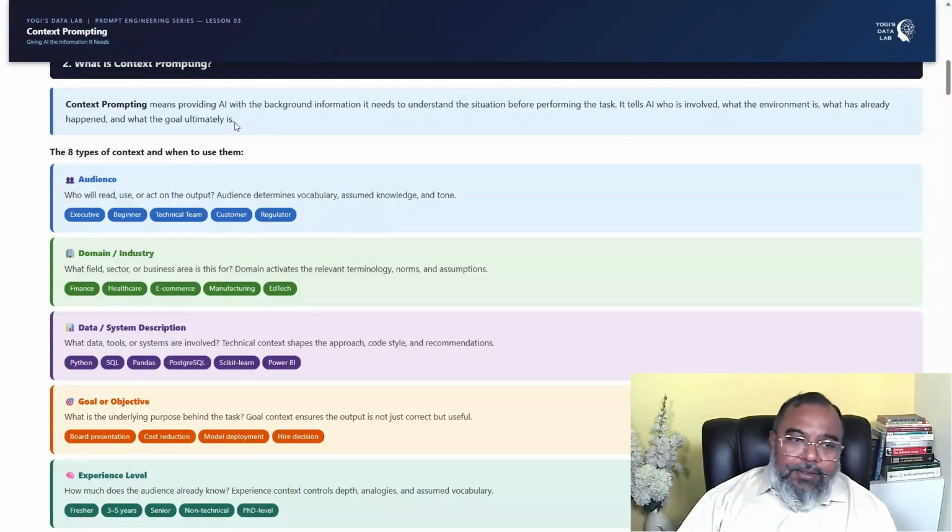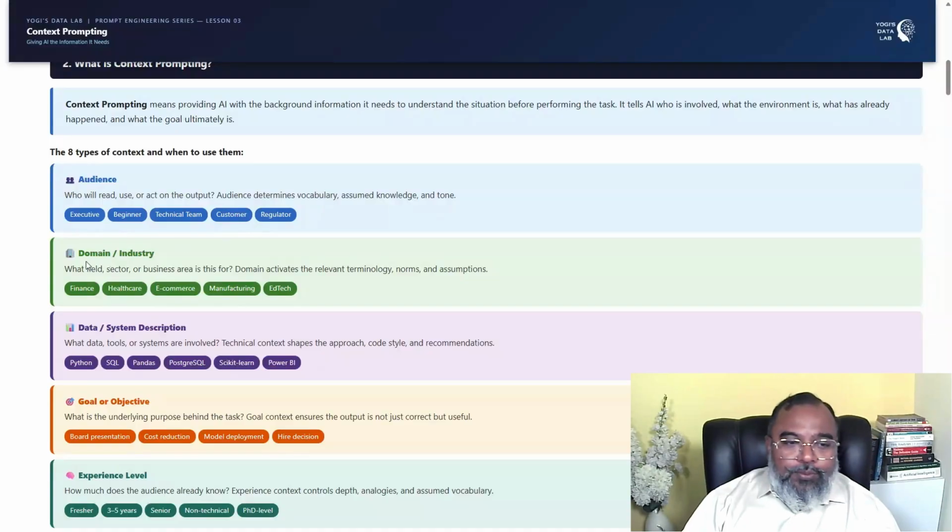In context prompting, there are 8 different types of context that you can go ahead and apply. The first one is audience. So basically, who will read, use, or act on the output. Audience determines the vocabulary, assumed knowledge, and the tone. It could be executive, it could be beginner, technical team, customer, regulator. So you are setting the context in terms of who is the audience.